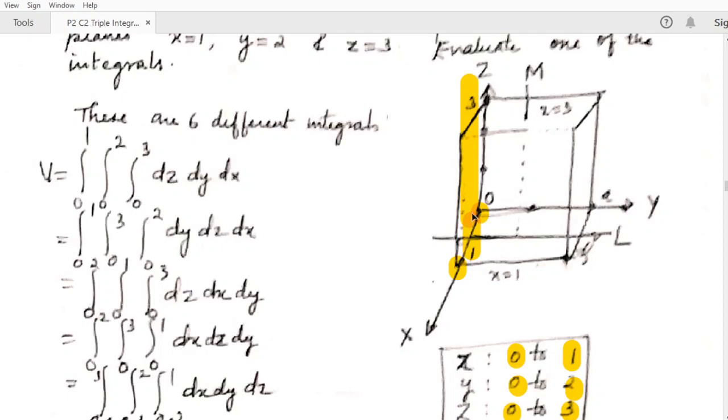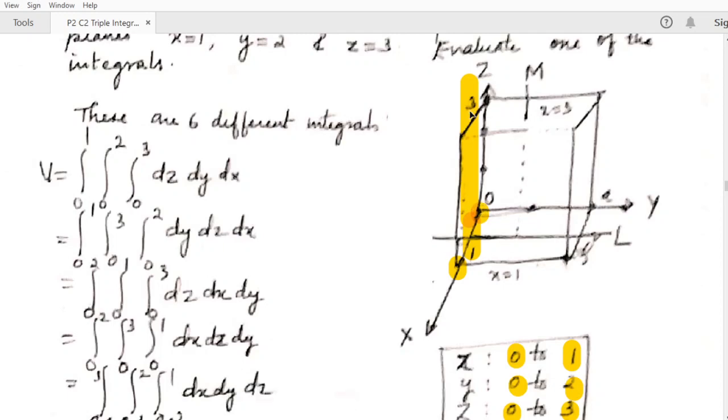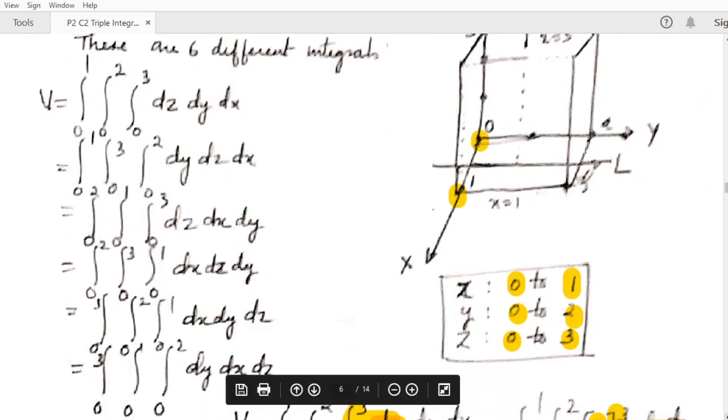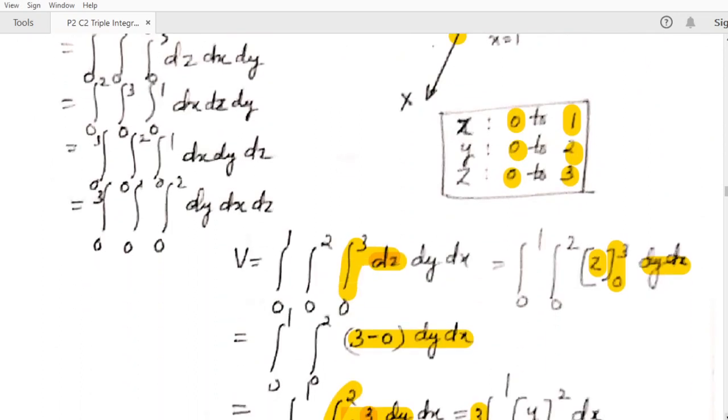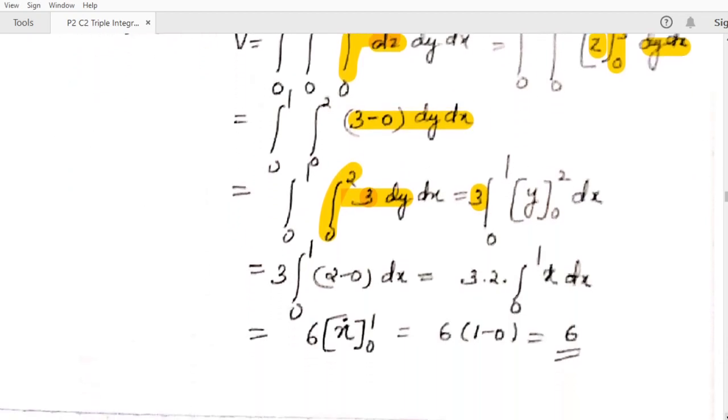Similarly, we have to find the limit of x. So we have to see that this line covers this shadow when we shift this particular line from this point to this point. So our limit of x will be 0 to 1. So in the same method, we can find the limits for other integrals as well. The remaining three integrals you can find by yourself. One integral, two integrals we have discussed. Remaining three you can do by yourself. Thank you.